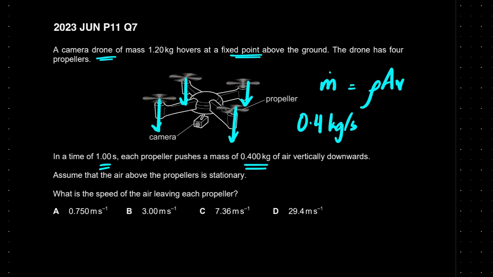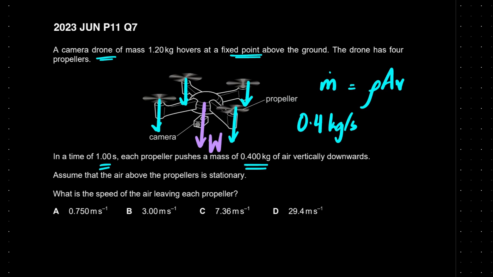By Newton's third law, if the propeller pushes the air downwards, the air pushes the propeller upwards. And both of these forces are equal and opposite. So as a consequence of this air being pushed downwards, the propellers are being pushed upwards. Why is it not going up, and why is it at a fixed point above the ground? It is basically because of its own weight, right? This is why this value is given. So there is this weight of the propeller.